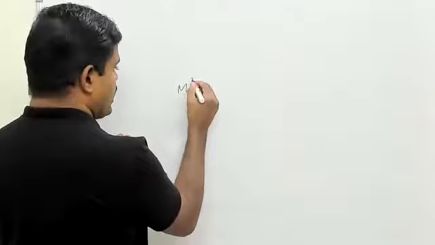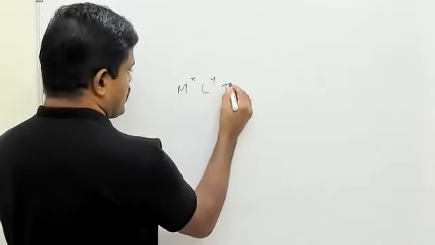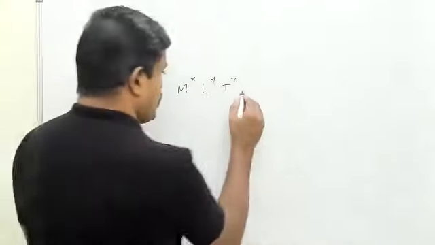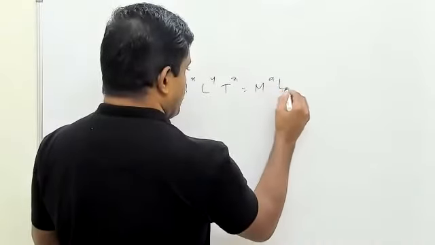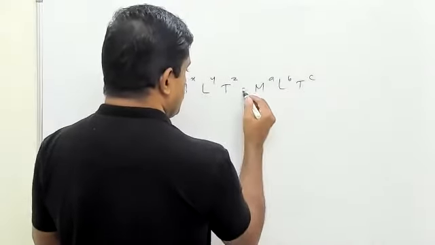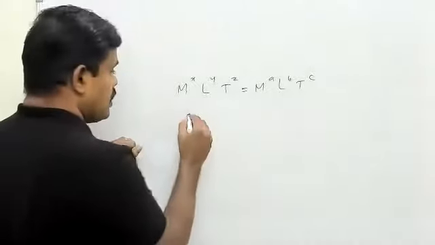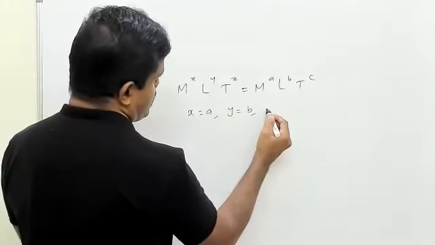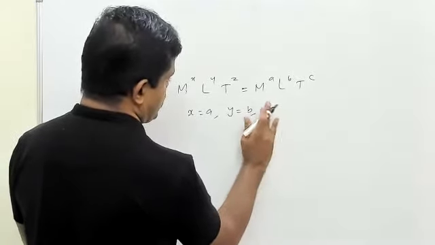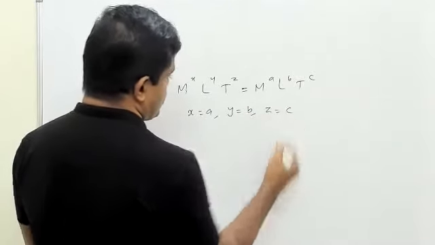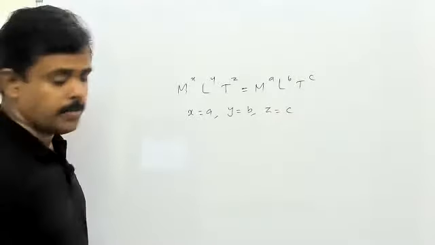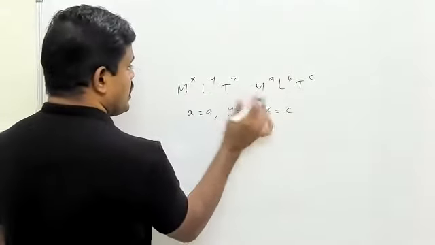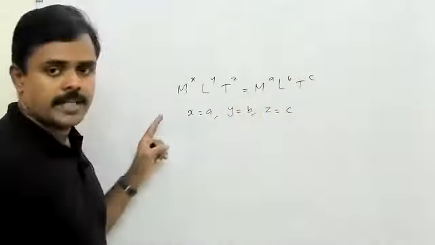If M raised to x, L raised to y, T raised to z is equal to M raised to a, L raised to b, T raised to c. If this is to be true, then x must be equal to a, y must be equal to b, and z must be equal to c. That is what the principle states. Principle of homogeneity. So according to principle of homogeneity, read it please. If M raised to x, you can write this down.